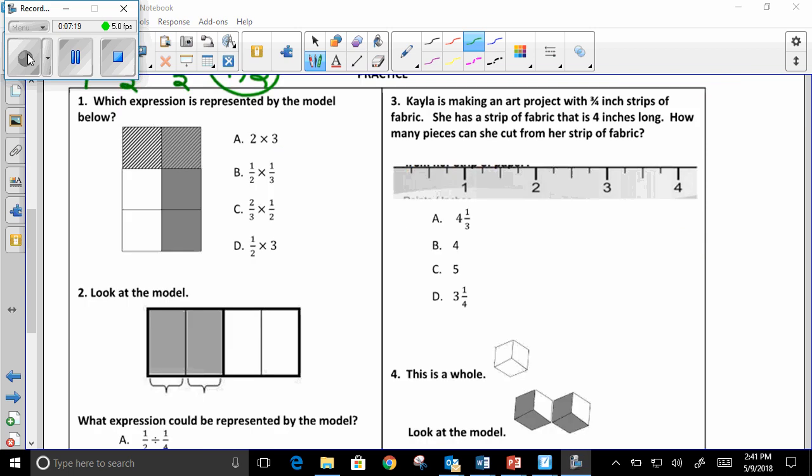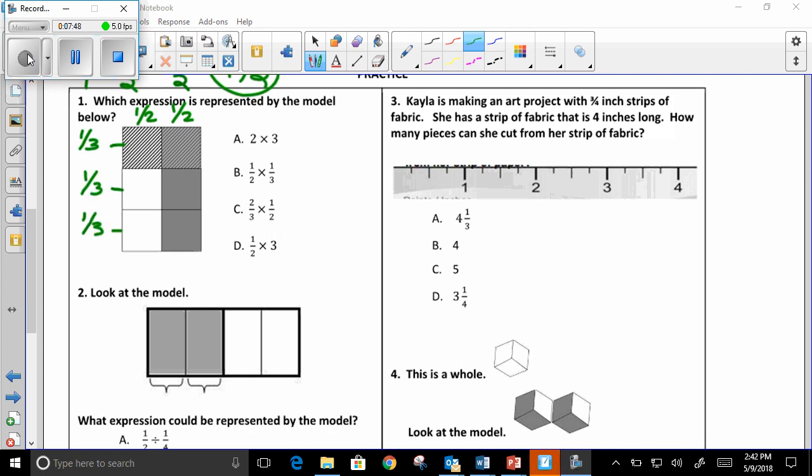For number 1, which expression is represented by the model? Well, look at what you have going down. Look at the columns going down. You have 1, 2. So you have a half here and a half here. 1/2 plus 1/2 equals 2 halves, which equals 1 whole, right? Then you look going across. I have 3 rows, so that means they're in thirds.